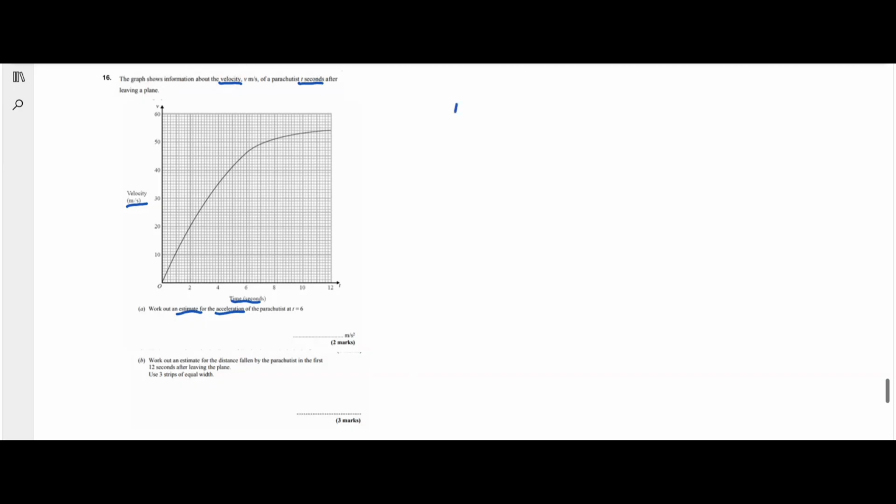If you are asked to do the acceleration on a graph, the acceleration is the gradient of the curve at that point. Now, to do the gradient of a curve, you must draw a tangent, because if you don't draw the tangent, they don't give you the marks. So without that, you don't get the marks. So you must draw a tangent to the curve.